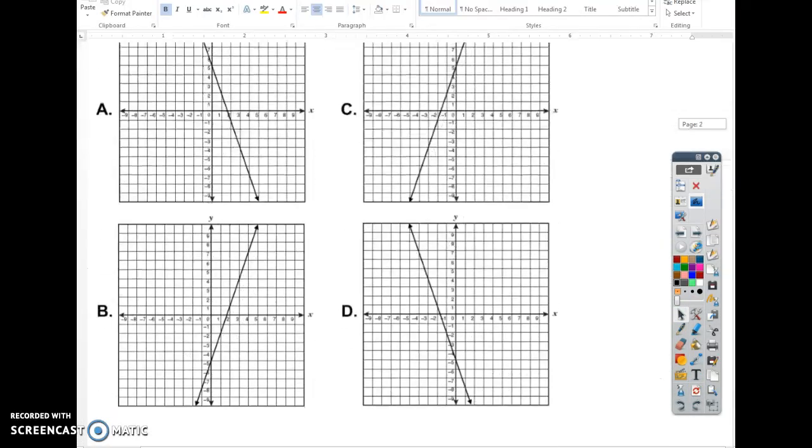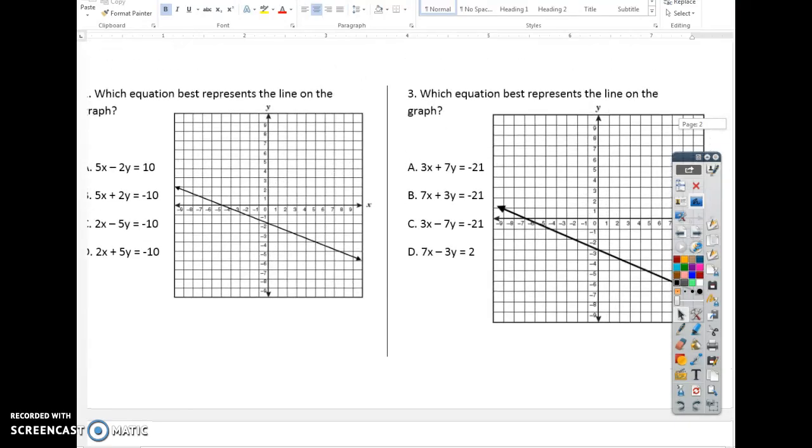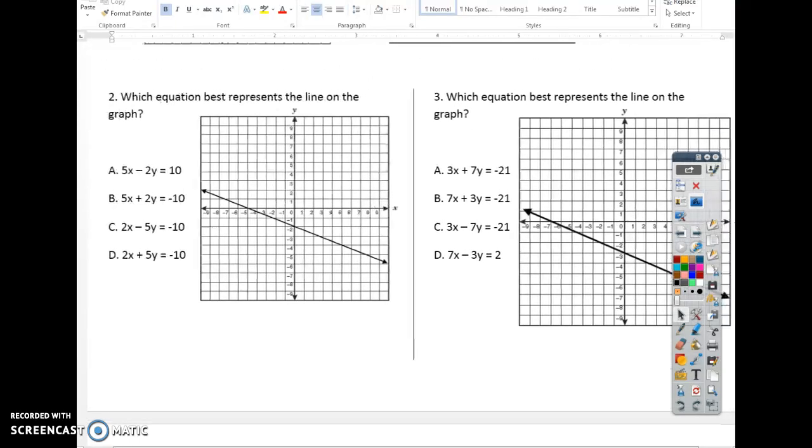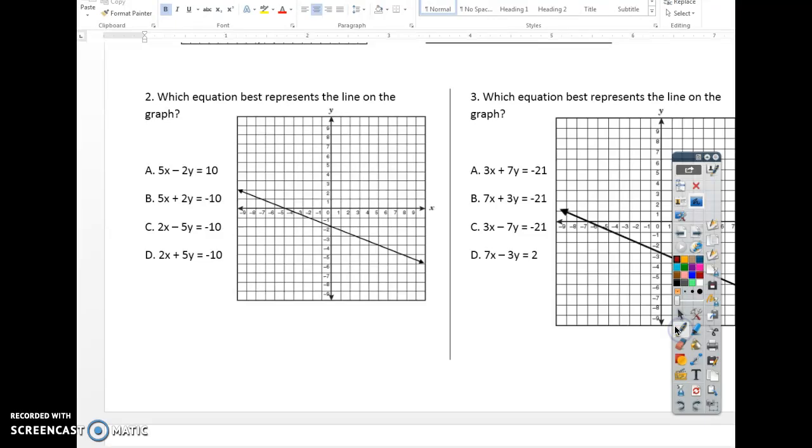So let's go look at this back. Like problem number 2 and 3. You're going to need some extra paper because you have to solve all of these for y. Okay, so solve all of these for y, put them in y equals trace, and see which one looks like this one, and that would be your answer.